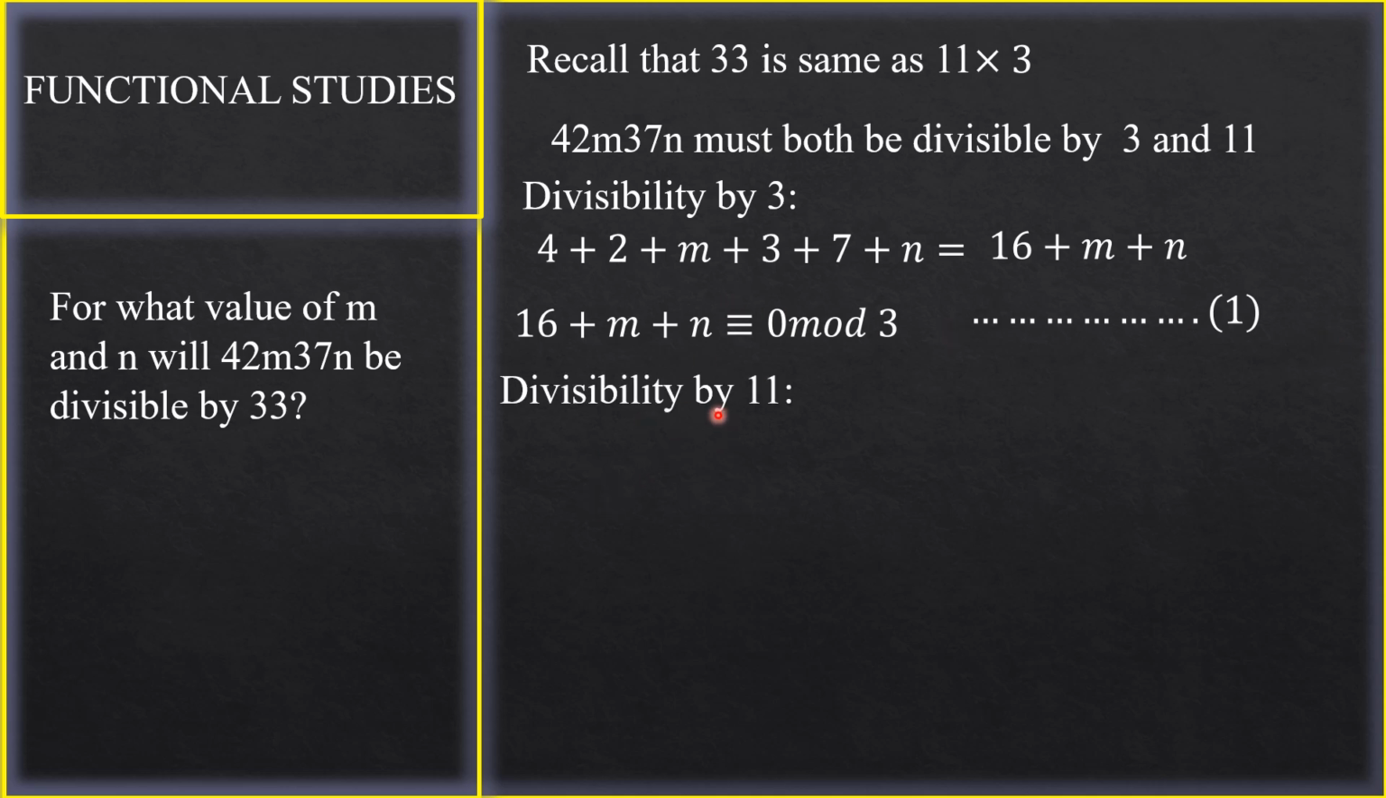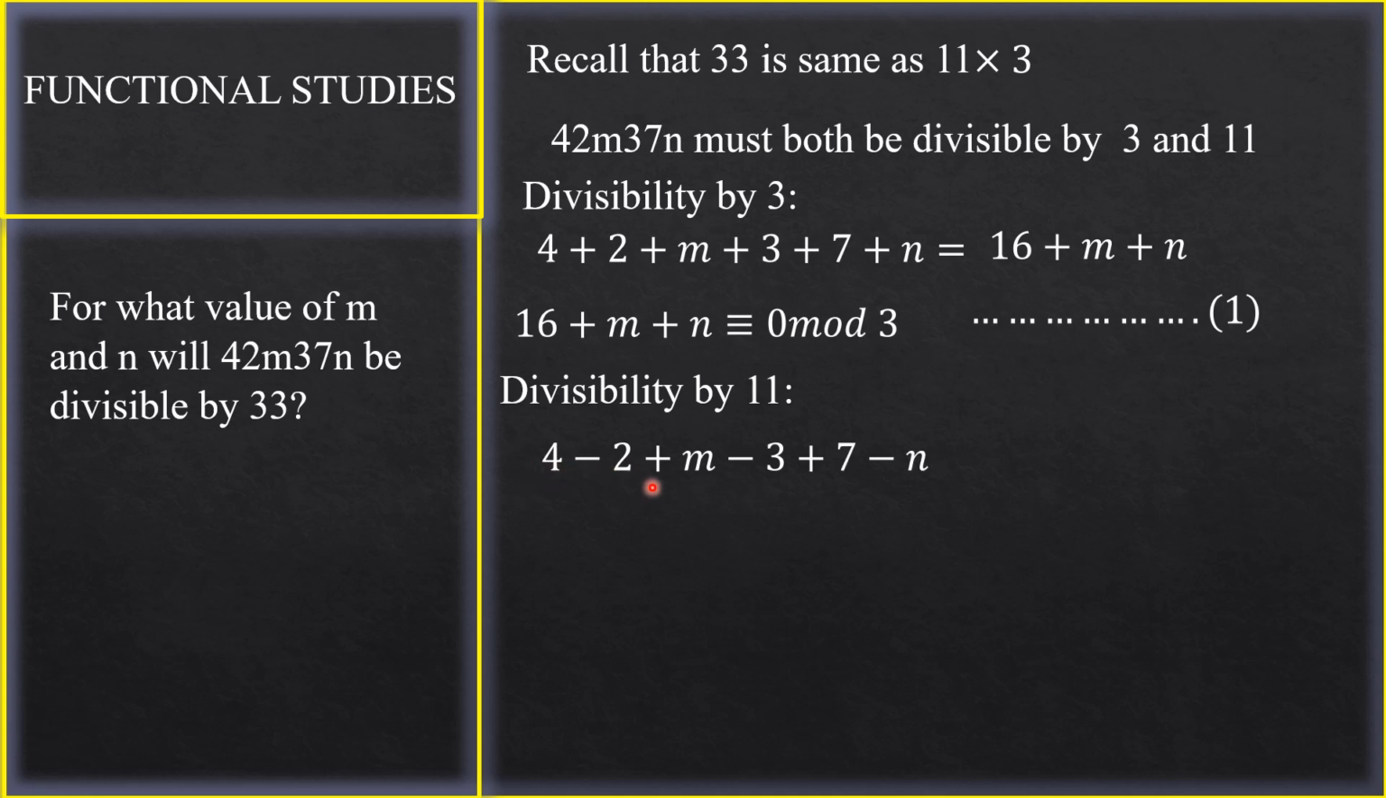We now look at divisibility by 11. A number is said to be divisible by 11 when the alternating sum of its digits is also divisible by 11. When you talk of alternating sum of its digits, the first number is positive, the next one will be negative, and so on. So m will be positive, then negative, positive. The alternating sum of its digits should be divisible by 11.